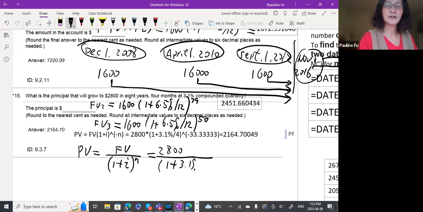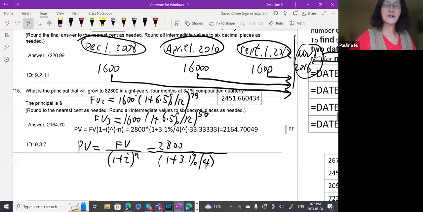Periodic rate is 3.1%. Compounded quarterly, so divided by 4. And then raised to power. So in 8 years, 4 months equal to how many quarters? That is term n. So 1 year has 4 quarters. 8 years have 32 quarters. Okay. Then 4 months is how many quarters? So 3 months is 1 quarter. But 4 months equal to how many quarters?